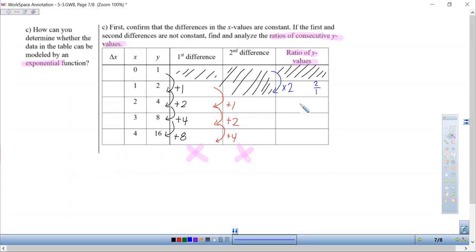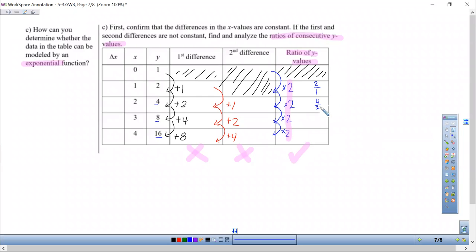Okay, so if I look at this one, 4 divided by 2, notice that's also 2. So 2 times 2 is going to give me 4. 4 times 2 is going to give me 8. 8 times 2 is going to give me 16. Okay, so notice that we've got a constant ratio, it's all 2. So that means that it's exponential.